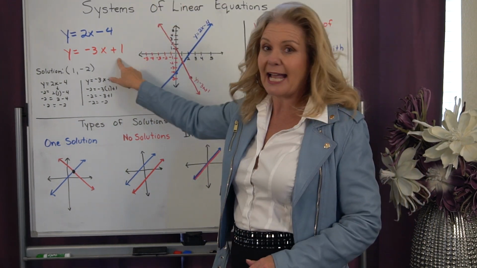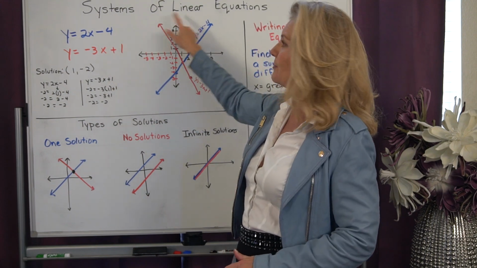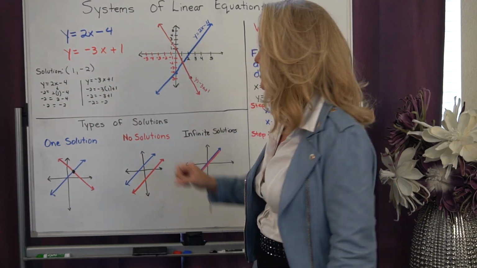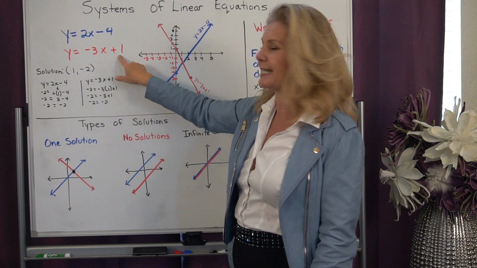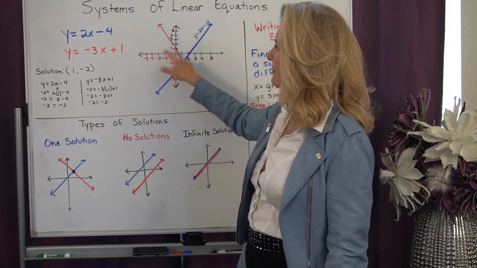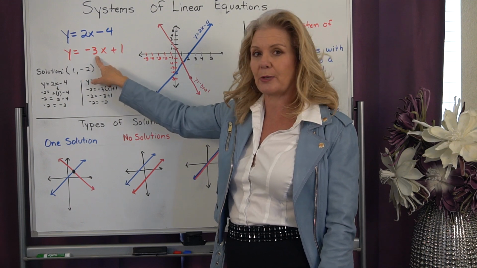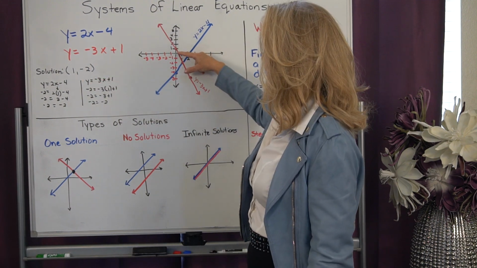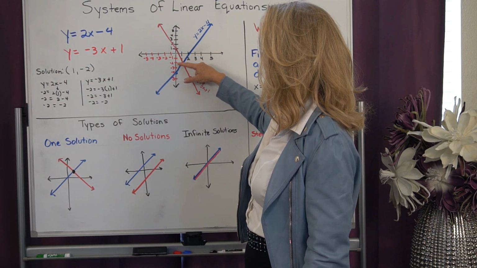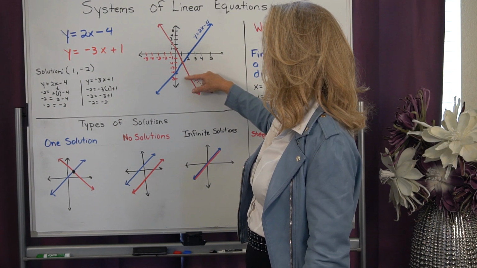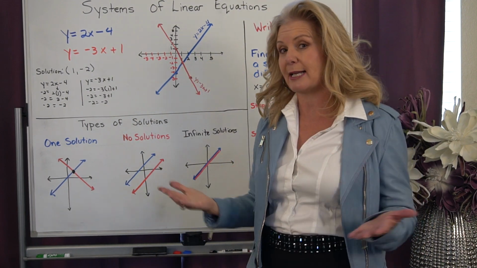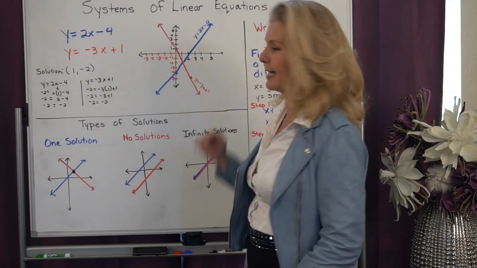Now, I have to add the second line in order for it to be a system of linear equations. So here, I can see that my y-intercept is 1. I can see it's a downward sloping line, and it's going to go down 3 over 1. So I go down 3, 1, 2, 3 over 1. As soon as I have 3 points, I can connect that.